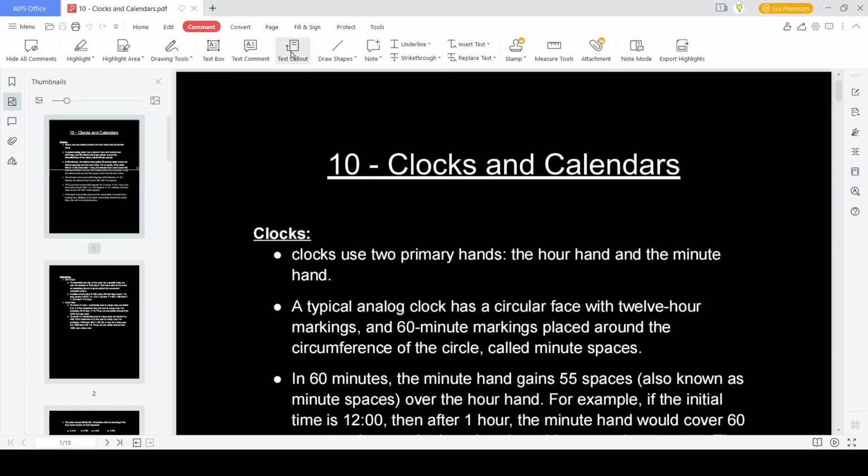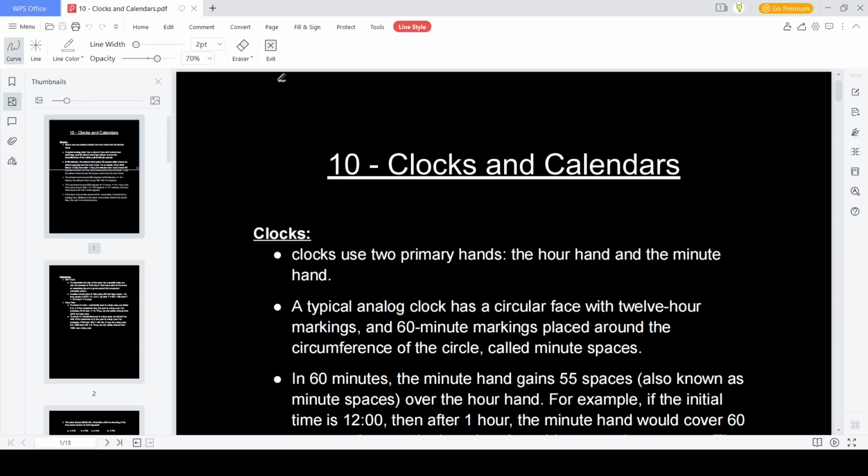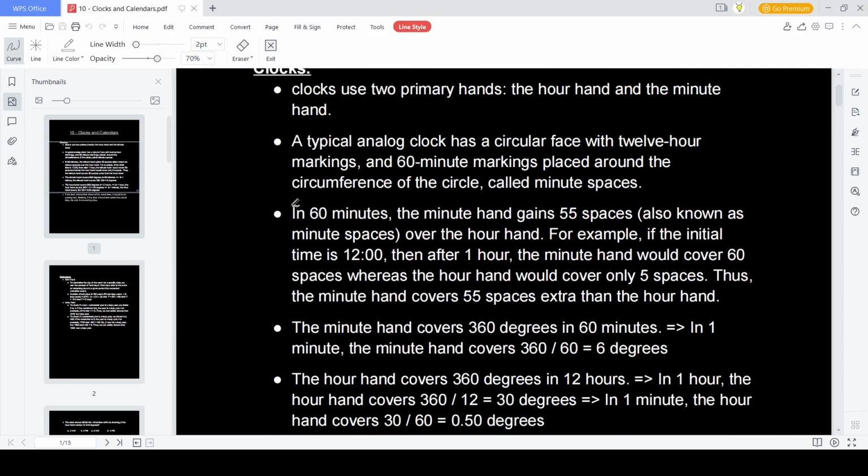So the topic of today is going to be clocks and calendars. Everyone knows what a clock is and what a calendar is, so a lot of questions come from this. Sometimes the clock is not manufactured properly, and so on. A lot of different questions; we'll try and do that.